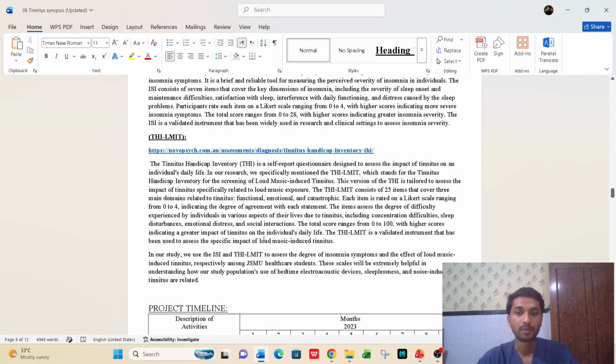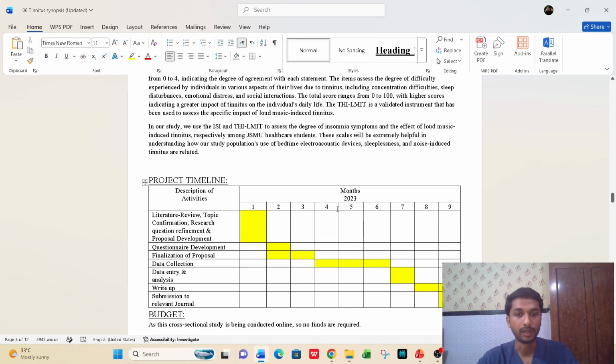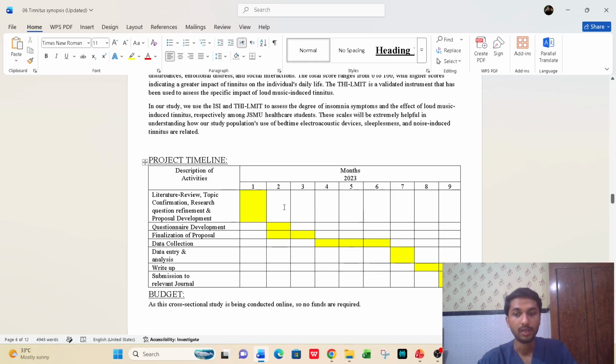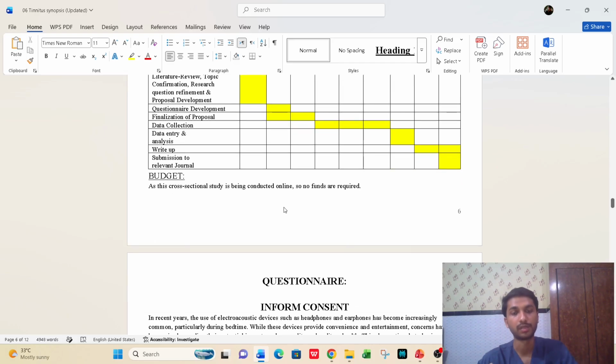And after mentioning all of them, the last thing is the project timeline. Here, for this study, you can complete the literature review, topic confirmation, and all of these things in the first month of the study. Then you have to mention how long the data collection will be. And after that, you establish that it could be, here, a 9-month study after getting the research approval. Okay, if there is any budget, you can also mention it as well. And after that, you have to mention the questionnaire, what you are trying to ask of your study population.